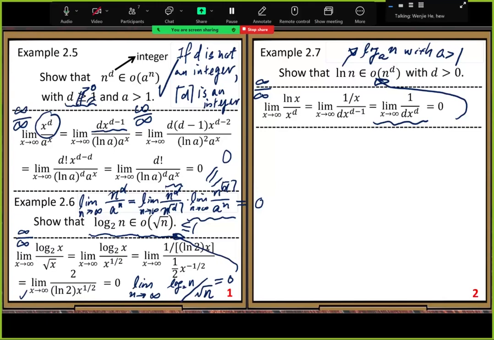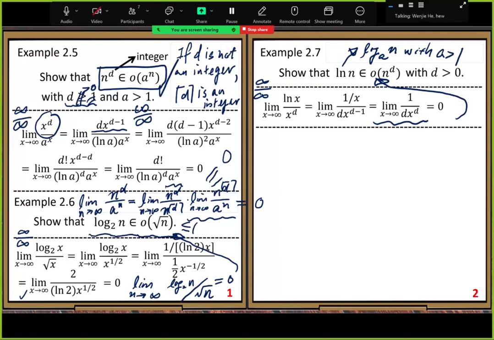So let me make the conclusion talking about these two important results in your homework assignment. The first one is this one: n to the d belongs to little o of a to the n. What's the meaning of that? You need to use this result directly. Compare these two functions, n to the d and a to the n: which one increases faster?